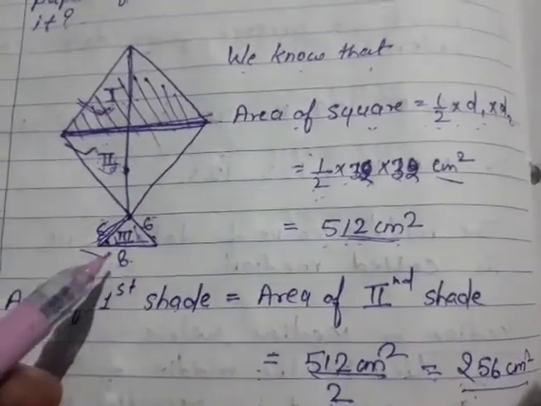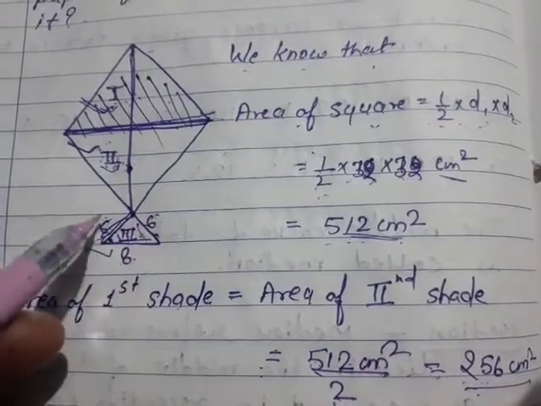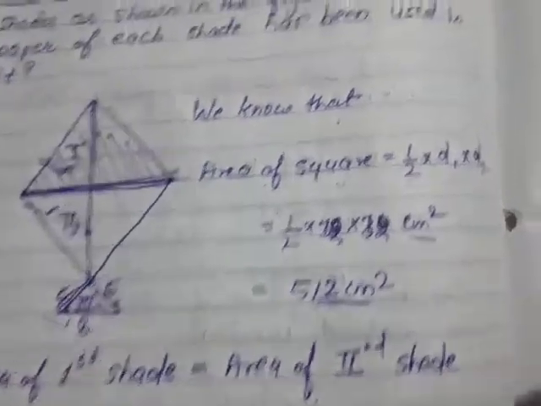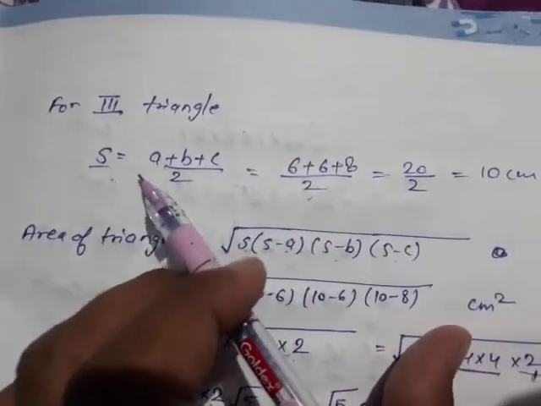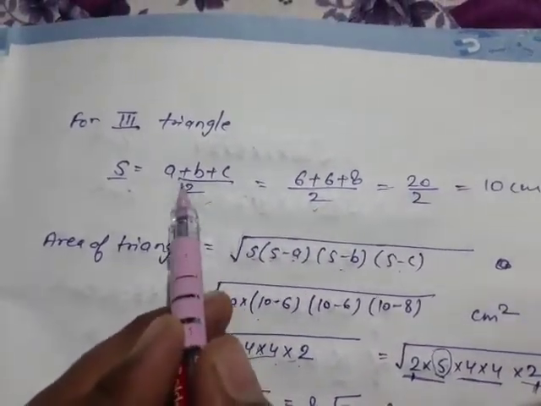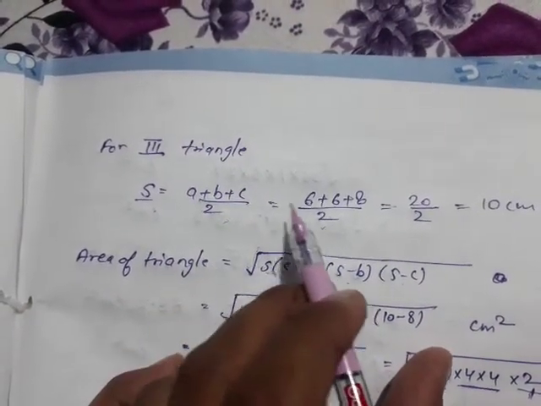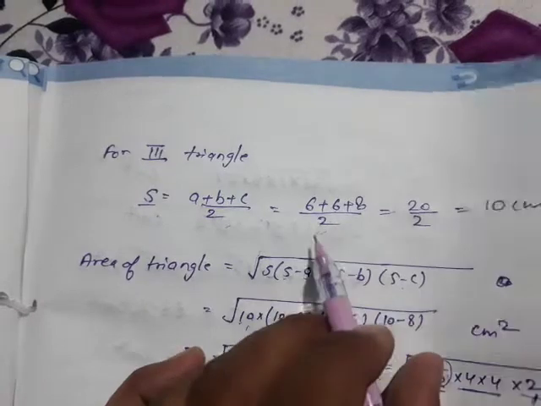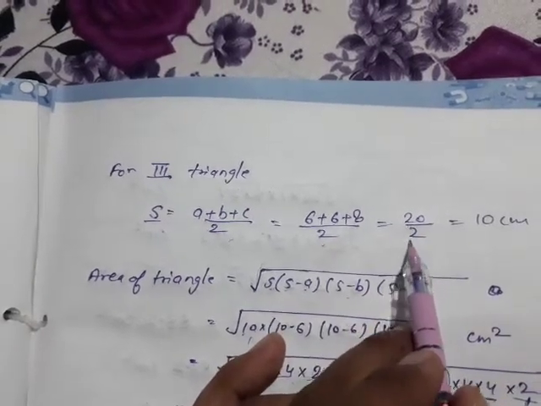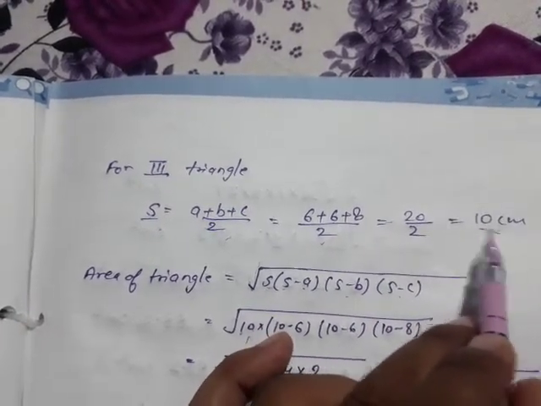Now we find the area of the triangle whose sides are 6, 6 and 8 centimeters. For the triangle, first we find the semi perimeter, which is a plus b plus c upon 2, equals 6 plus 6 plus 8 upon 2. We get 20 upon 2 equals 10. The value of s is 10.